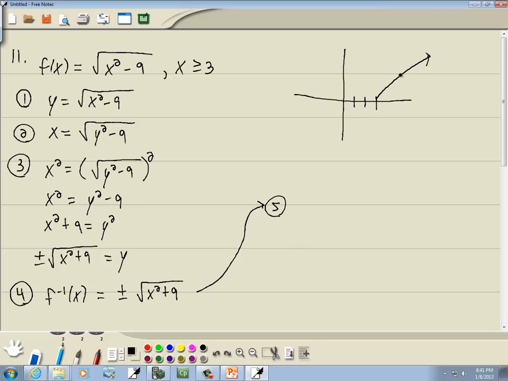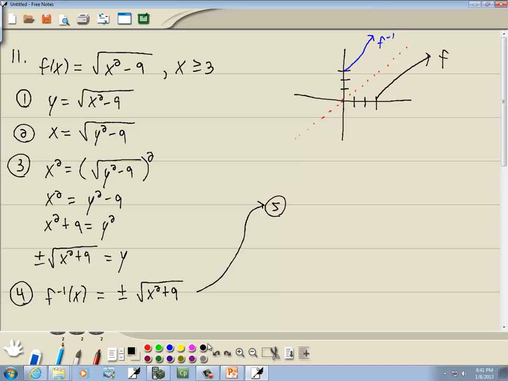Okay, now this is our function right here. We know that the inverse is going to be symmetric to this line, y is equal to x. This starts at 3, so my inverse will start at 3. I'll try to roughly sketch it here. That'd be our inverse, more or less.